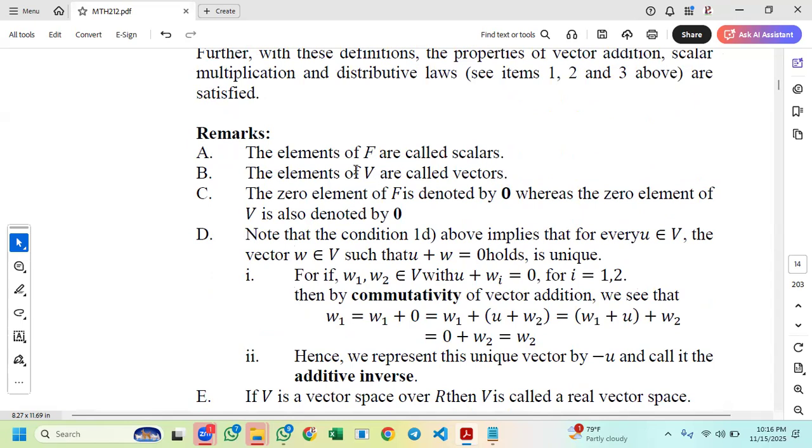Because when we say V over F, we know that we have two operations in a vector space, the addition and multiplication. Multiplication is for the scalar, which is the F. V are the vectors. So now, the zero element of F is denoted by 0. We know that one. Whereas the zero element of V is also denoted by 0.